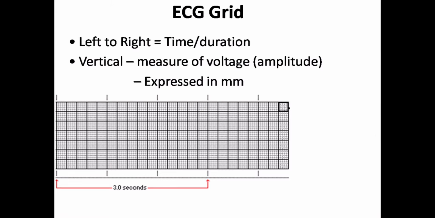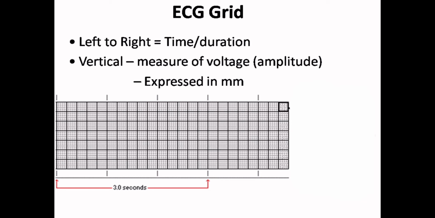So let's see what an ECG graph is. Left to right, time and duration are represented, and vertically it represents the voltage, the amplitude, expressed in millimeters. In an ECG we may see straight lines like this.